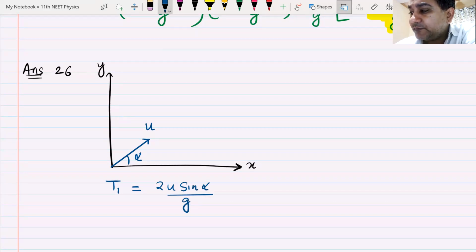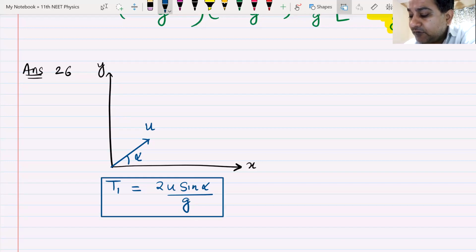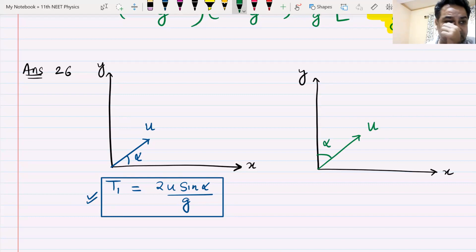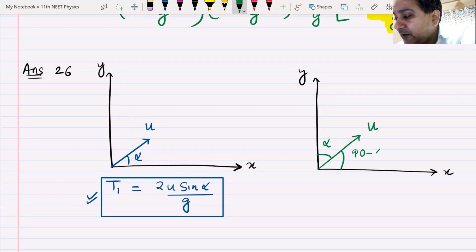Do we all agree on this? The time period for this would be 2u sine alpha divided by g. Simple application of formula. Yes or no? Do we understand this? Now for particle number 2, same velocity u, but this angle is alpha. Now, if the angle with the vertical is alpha, what will be this angle equal to? Angle with the horizontal, it becomes 90 minus alpha because the sum has to be equal to 90. Yes or no? Do we understand this?